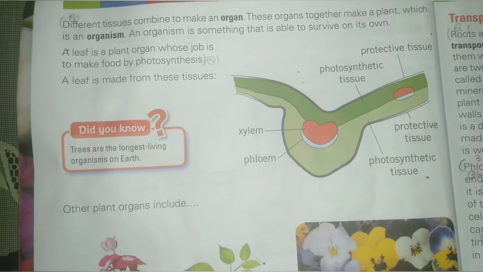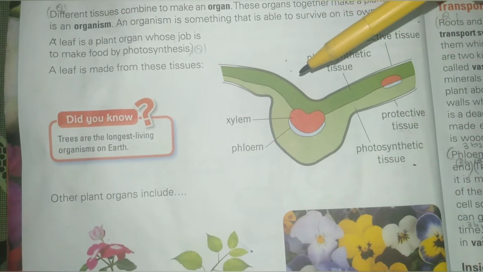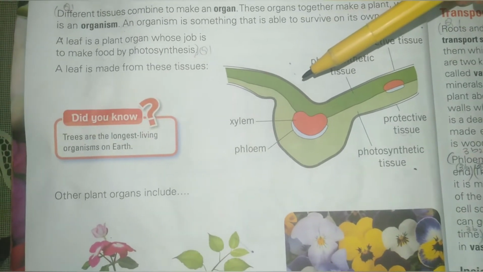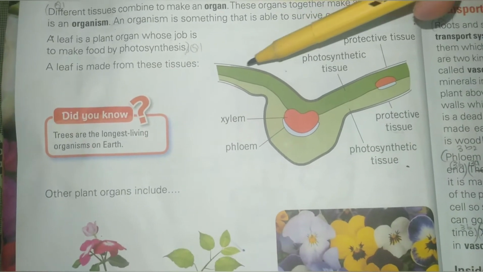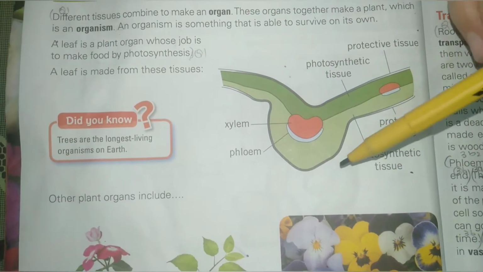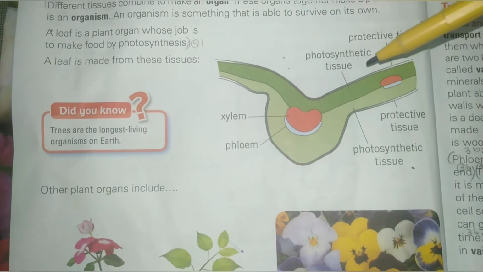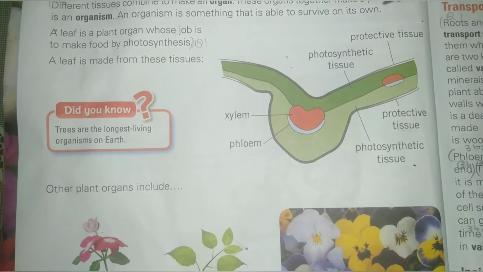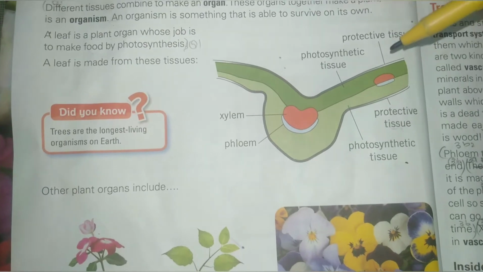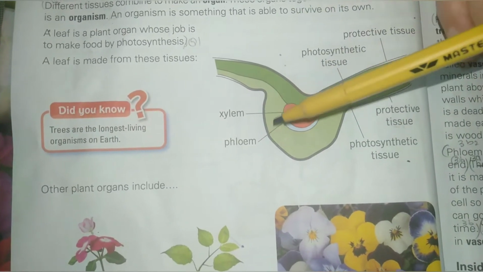A leaf is a plant organ whose job is to make food by the process of photosynthesis. And this leaf is made up of different types of tissues that are shown in this diagram. We can see that it is made up of photosynthetic tissue, protective tissue, xylem tissue, phloem tissue.